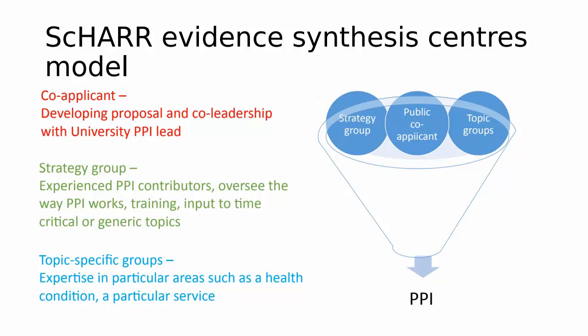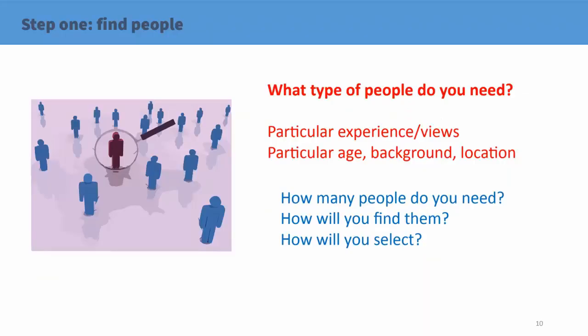So that's our typical 3-tier model, which I thought might be helpful for people to know first, because lots of the work that I'm going to be talking about is from these evidence synthesis centres.